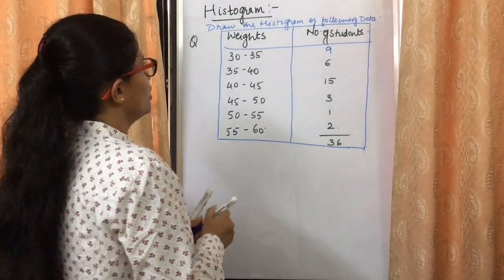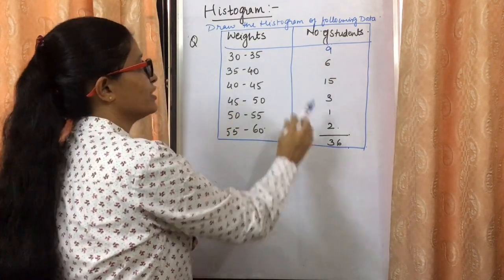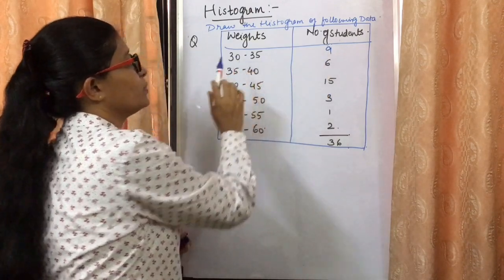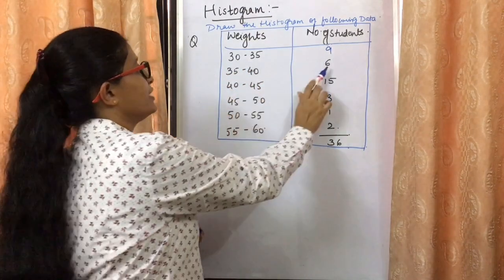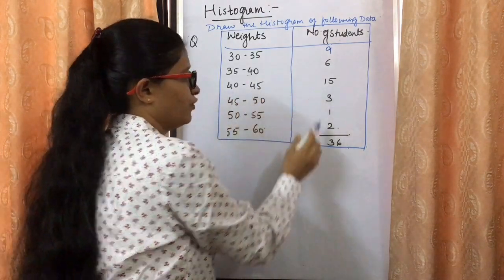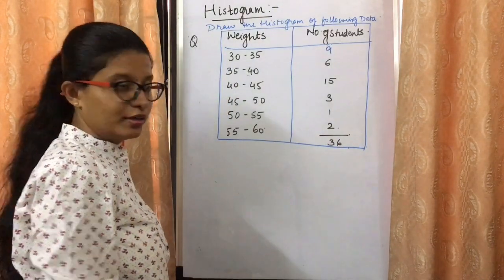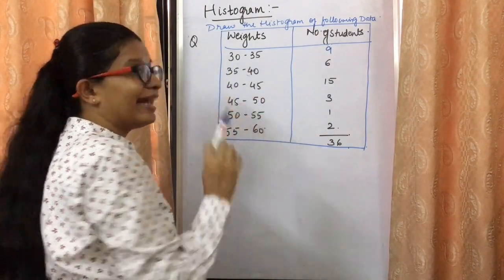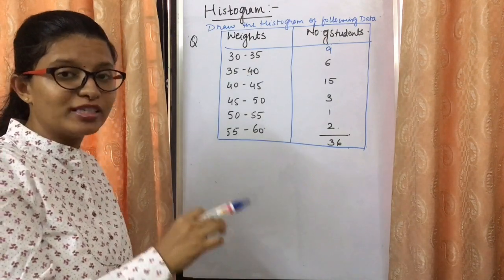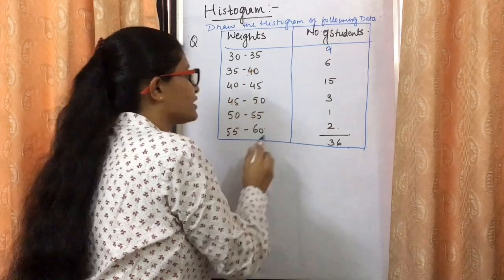Now you can see these are the weights of the students and these are the number of students. Means 9 students weigh between 30 to 35, 6 students weigh between 35 to 40 and 15 weigh between 40 to 45 and so on. So we have data for 36 students over here. 36 स्टूडेंट्स के वेट की रेंज हमें दी हुई है, किस बच्चे का कितना वेट है, बट दे हैव मेंशन्ड द रेंज. सो दैट्स व्हाई द डाटा इज कंटिन्यूस.